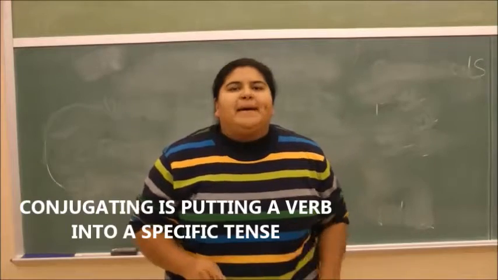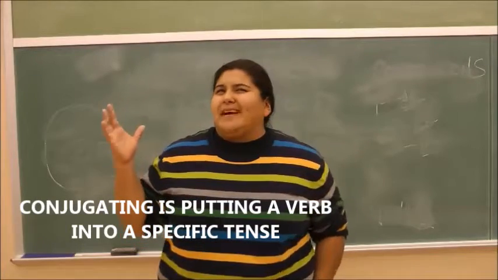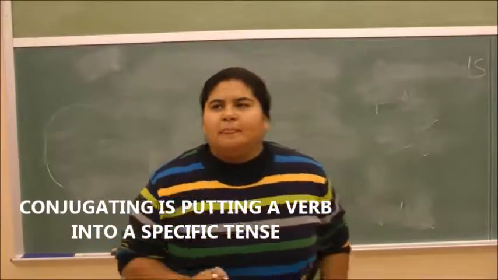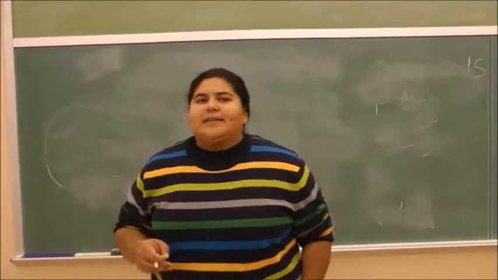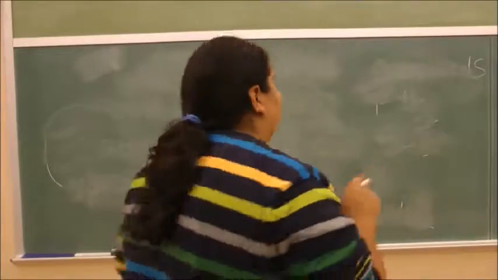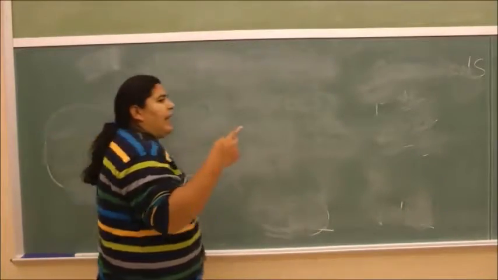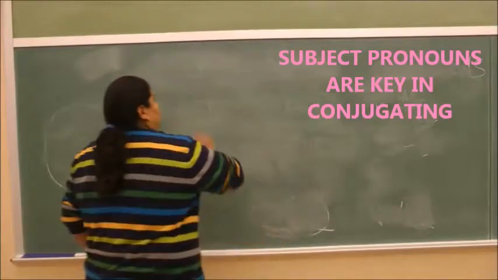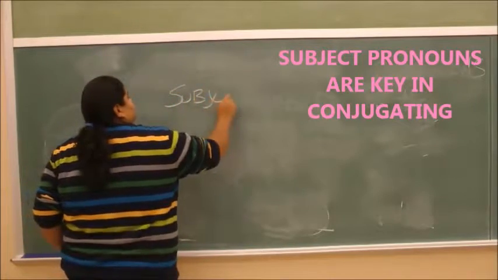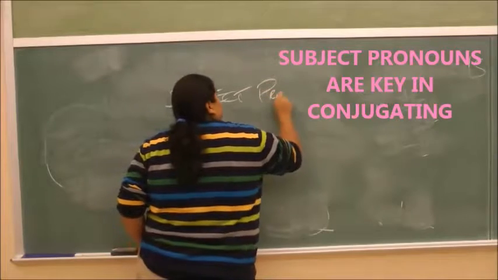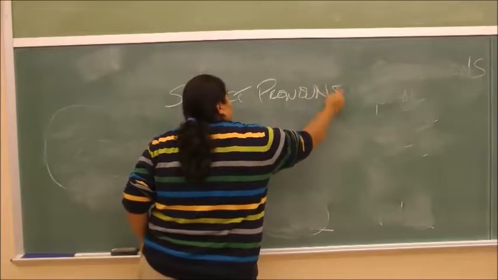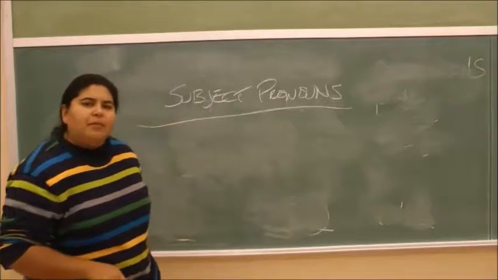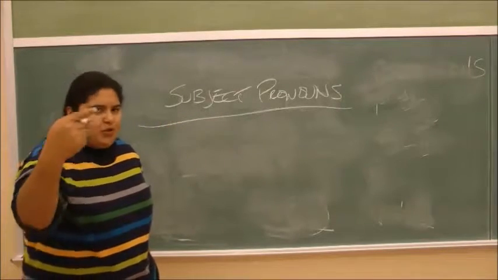Specific tense. But conjugation is not quite exactly that easy. Conjugation is not quite exactly what? That easy. You got it right. And so the very first thing that we gotta know in order to conjugate is something that we call subject pronouns. Pronombres de sujeto. Say with me, pronombres de sujeto.